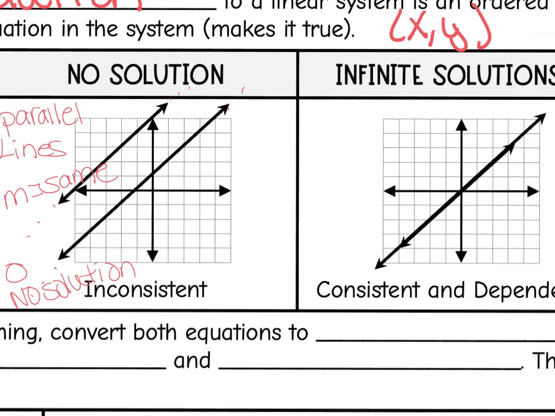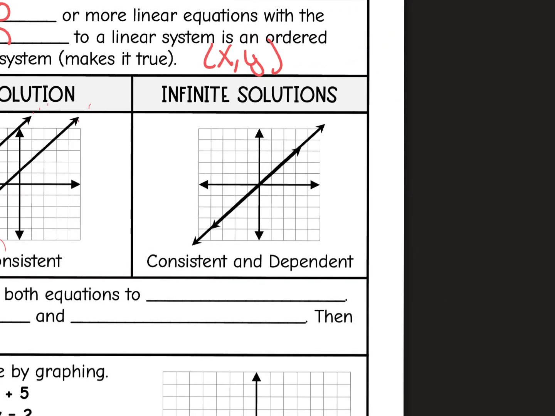Our final option is infinite solutions. With infinite solutions, it is the same line. It is the exact same line. So to be the same line, our slope is the same and our y-intercept is the same.